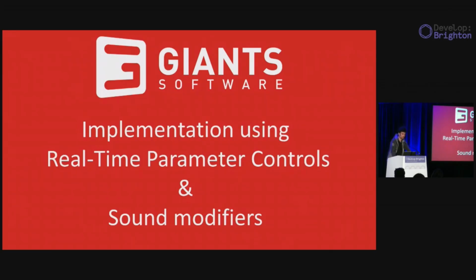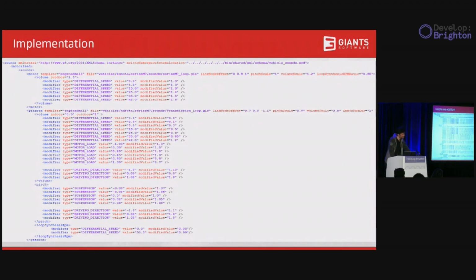Okay. And the last part, implementing all this into our game. Again, let's go to the XML. After we export from our GLS tool, our synthesis tool, what you see here is the implementation on a series M7 Kubota tractor. For the engine and the exhaust, we are just modifying the value, depending on the speed of the tractor. So we have volume, the outdoor will be this one, and then we have different values for different speeds and the modification that will happen to the volume there.